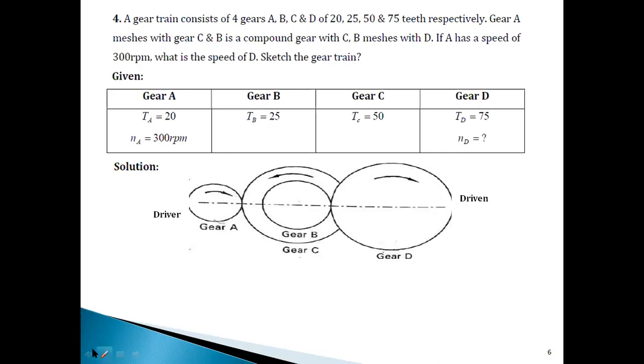As I was telling you, if you observe carefully, B and C are mounted on the same shaft, and the direction of B and C is the same. I repeat, the rotation of gear C and gear B are the same. So gear B and gear C rotate in the anti-clockwise direction, but gear B is meshing with gear D. Therefore, gear D rotates in the clockwise direction.